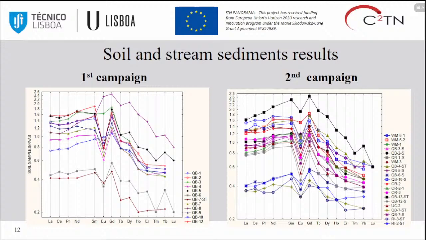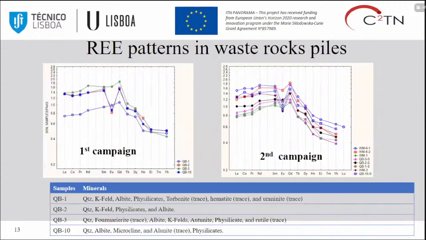Additionally, I will explain the different rare element patterns according to the methodology, because we divided this into three big groups. The first group is in the waste rock pile. In the first campaign, we divided the waste rock into two subgroups. The first group corresponds to the positive europium anomaly, and the second group is the negative europium anomaly. You can see we increased the samples in the second campaign and have similar behavior.